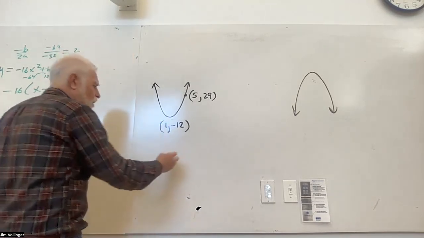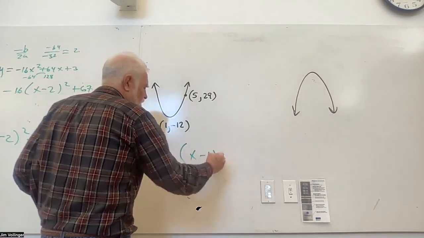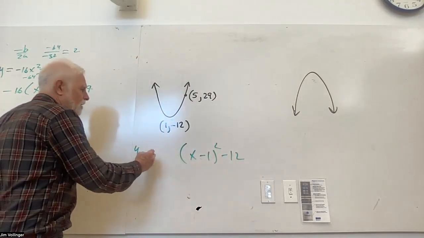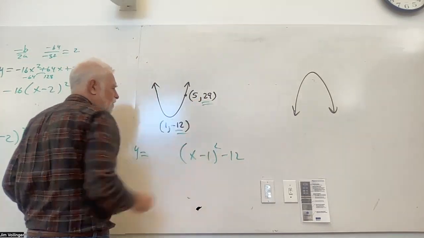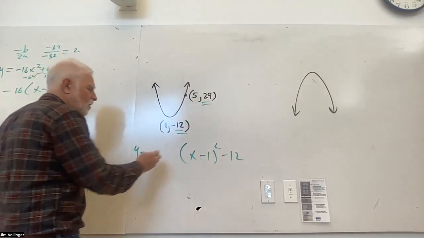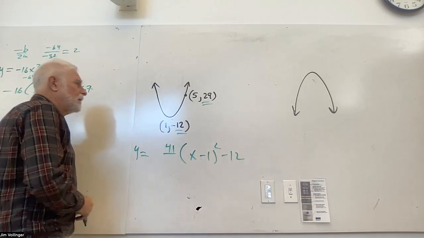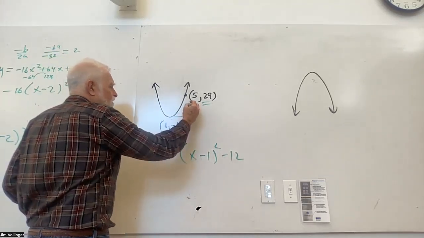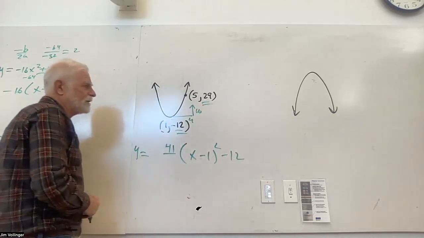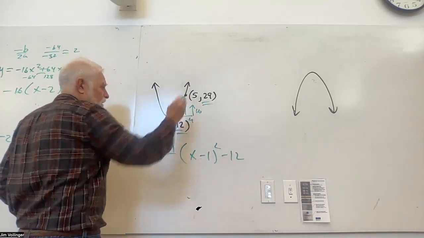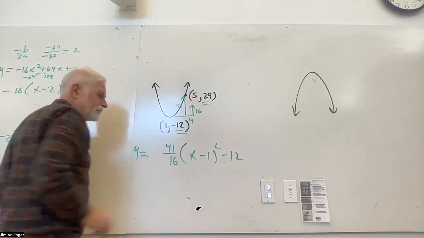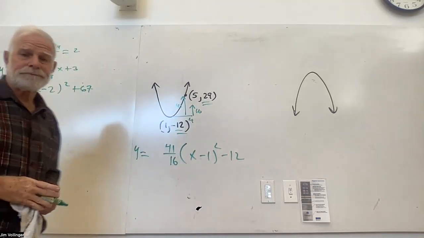All right, so (x minus 1) squared minus 12 gets us started. Okay, how do you get from minus 12 to 29? Looks like you're going up 41 units. Then from 1 to 5 is a change of 4. I should have gone up 16. Should have gone up 16 units, but I really went up 41. And that's the ratio of change in this quadratic.